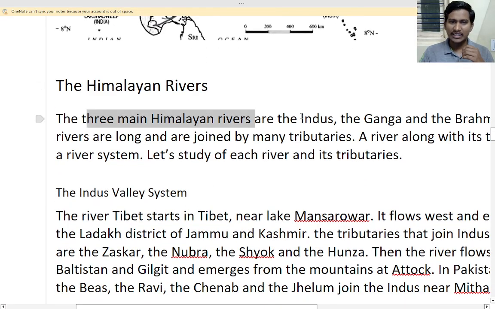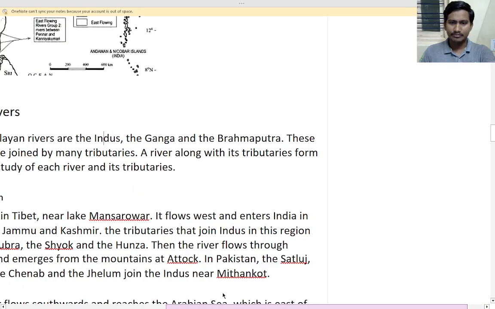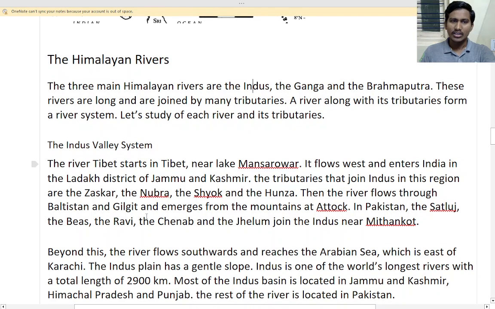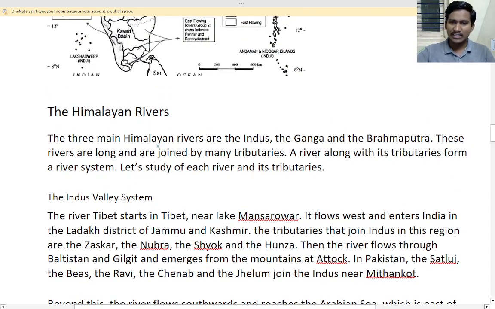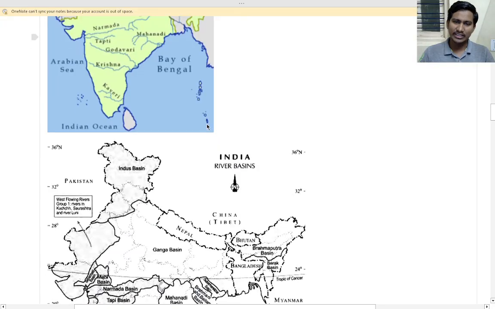So the Himalayan rivers originate in the Himalaya region. The three main Himalayan rivers are the Indus, Ganga and Brahmaputra. They originate in the Himalayan region. This is the Himalayan region, which starts from here to here, right? This is the whole Himalayan mountain range, including Nepal, which is only mountains.